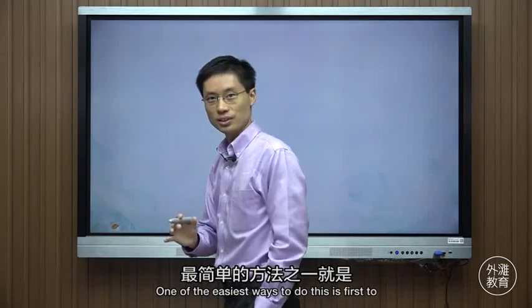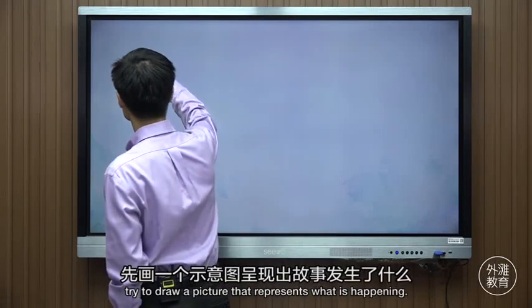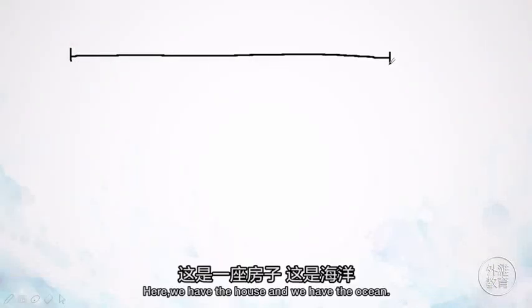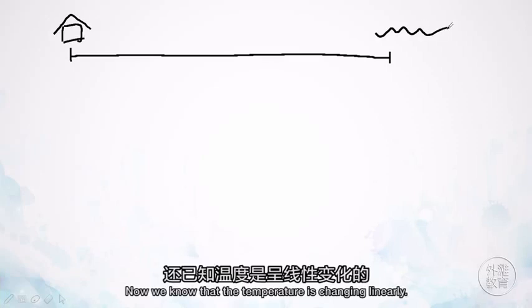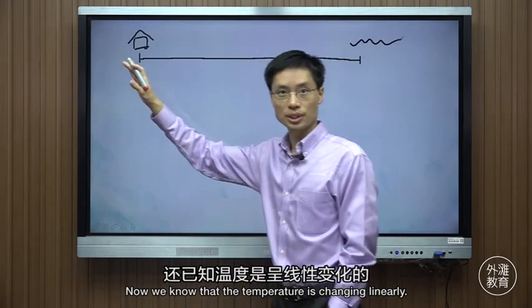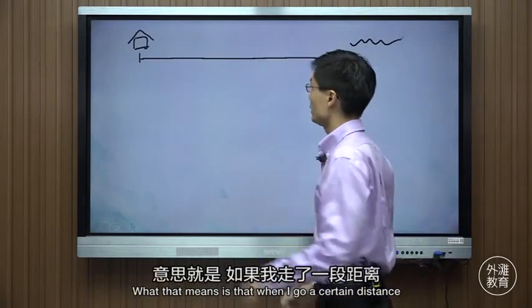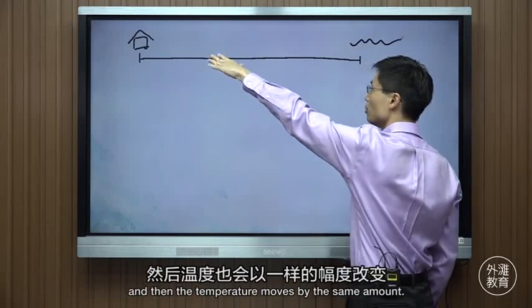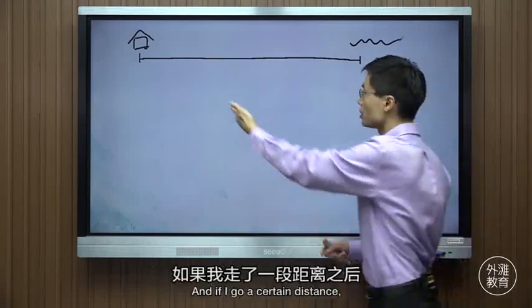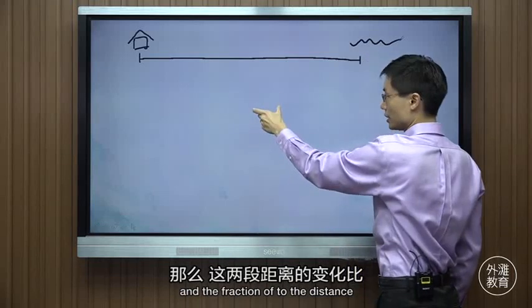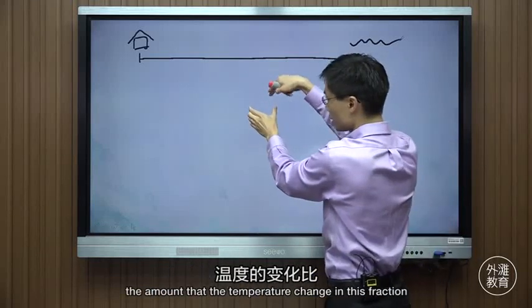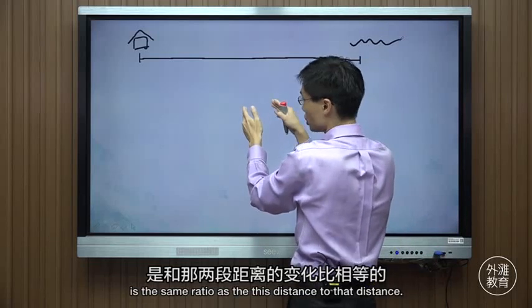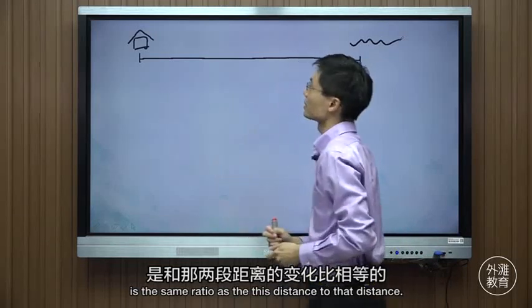One of the easiest ways to do this is to first try to draw a picture that represents what is happening. Here we have the house and we have the ocean. Now, we know that the temperature is changing linearly. What that means is that when I go a certain distance and I go the same distance, then the temperature moves by the same amount. And if I go a certain distance and a fraction of the distance, the amount that the temperature changes in this fraction is the same ratio as this distance to that distance.